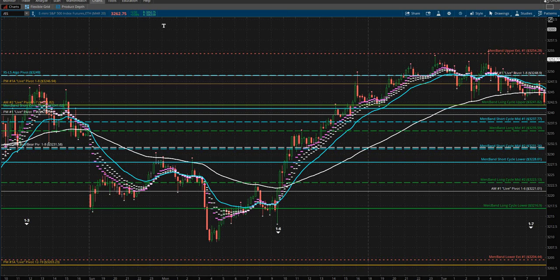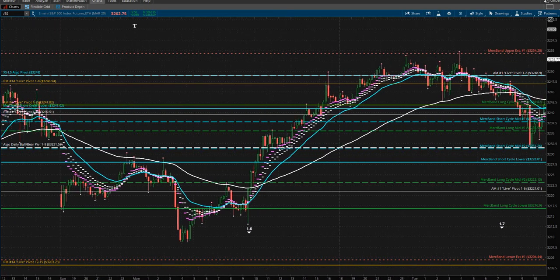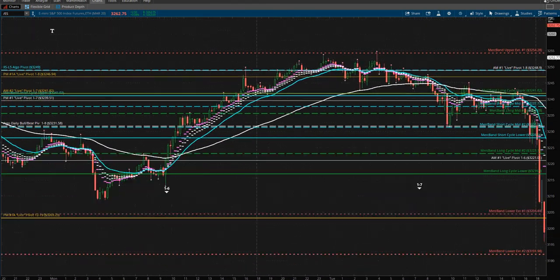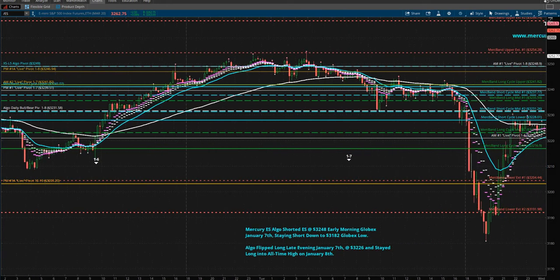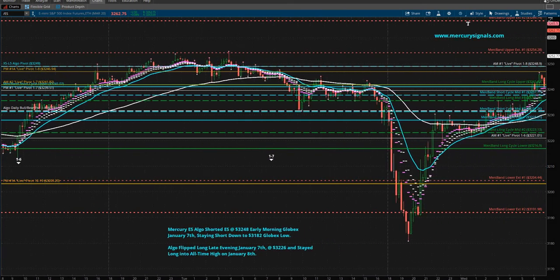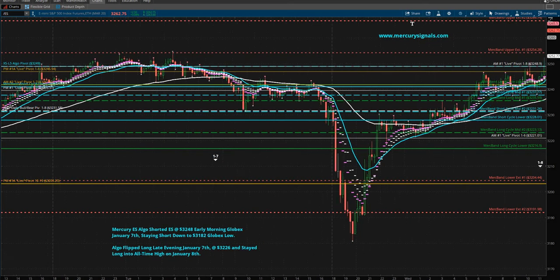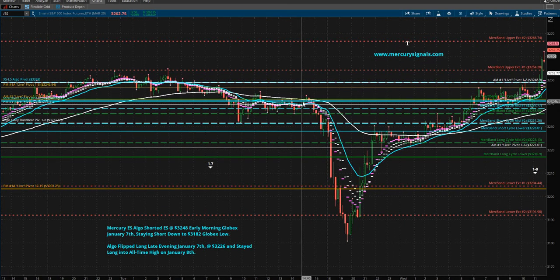Now, bring it back up to yesterday. This video is being recorded on the evening of January 8th, and here's where we started this. Algo gets short, 32, where was it? 32.48.49. Got that whole move all the way down. You're taking profits using the horizontal lines, the algorithmic pivots, and then the system goes long again.